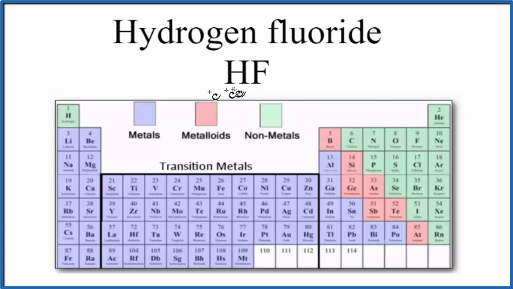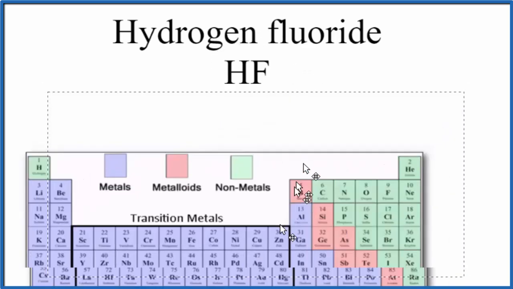If we look at the periodic table, we find hydrogen here, that's a nonmetal, and then fluorine, that's also a nonmetal. So we would expect that HF, hydrogen fluoride, would be a covalent compound. Let's take a look, though, at electronegativity to help understand what type of covalent compound it might be.